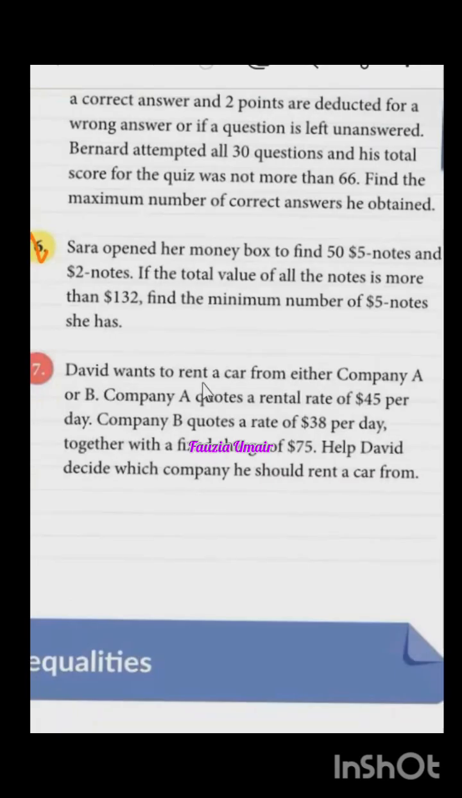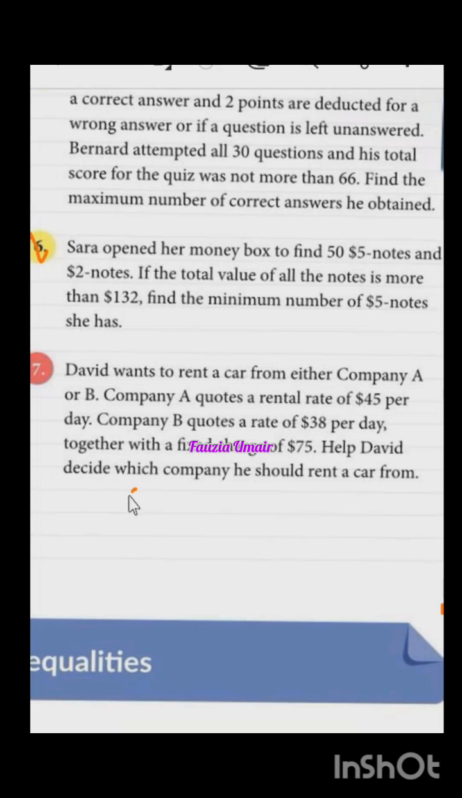David wants to rent a car from either company A or B. Company A quotes a rental rate of $45 per day, and company B quotes a rate of $38 per day, together with a fixed charge of $75. So we need to help David decide which company he should rent a car from. Is the question statement clear? Yes, miss. Okay. So we need to see which company is giving a better offer.